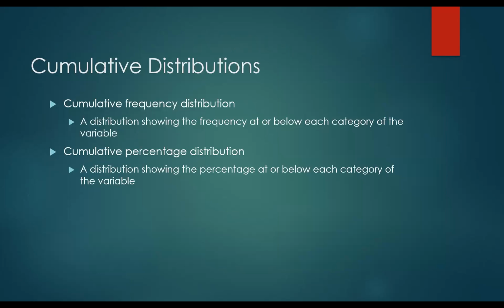Cumulative frequency, I've already started talking about this. And again, that's helpful when you're trying to categorize data in a more broad fashion. A cumulative frequency distribution is a distribution that shows the frequency at or below each category of the variable. Notice my hand went up when I said below, and that's because the lower values in the table are higher up in it, right?